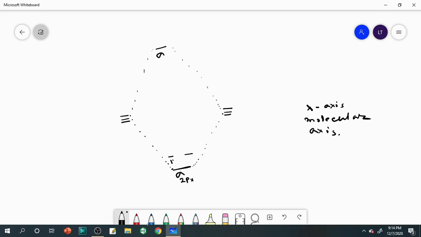So this is pi and this is pi orbital, and we designate this as pi 2py, and this will of course be pi 2pz. So this pi orbital has been formed from the 2pz atomic orbital, and this pi orbital has been formed from the 2py atomic orbitals, and these are all bonding because they have lower energy than the isolated atomic orbital.